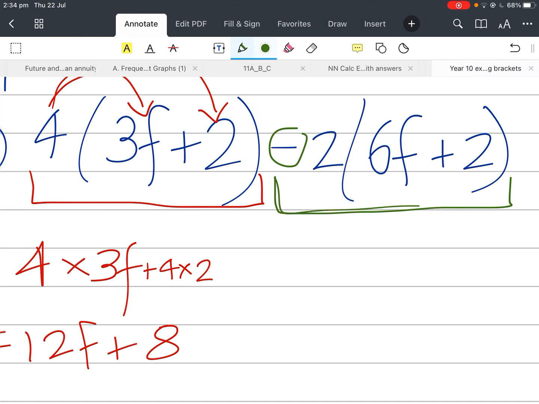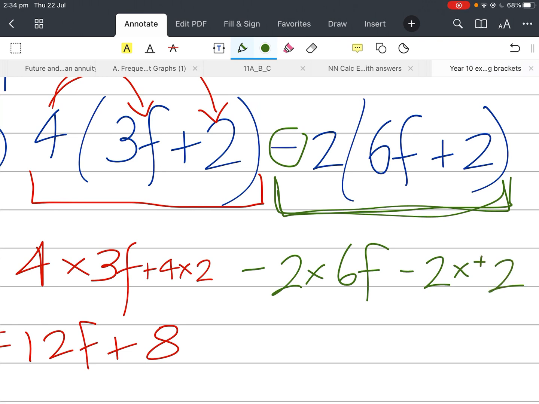So now here I've got -2 times 6f. And then I've got, rewriting it, -2 times 2. Now if you want, you can put the plus either here or you can put it over with the 2. It doesn't really make any difference. A plus and a minus, if you remember from earlier, makes a minus anyway. So if you don't need it, you don't need to write it in, okay? Right, so let's multiply those out now.